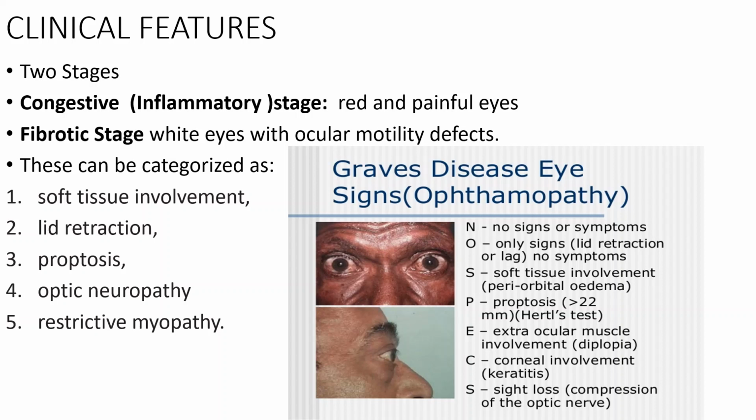The signs of Graves' eye disease: there may be no signs. It is called NO SPECS, the eponym by which you can remember it. N is no signs or symptoms, only signs like lid retraction or lag, no symptoms. O is soft tissue involvement causing periocular edema, P for proptosis, more than 22 millimeters on Hertel's test. E is extraocular muscle involvement causing diplopia, C is corneal involvement causing keratitis or exposure keratopathy, and S is sight loss because of the compression of the optic nerve.